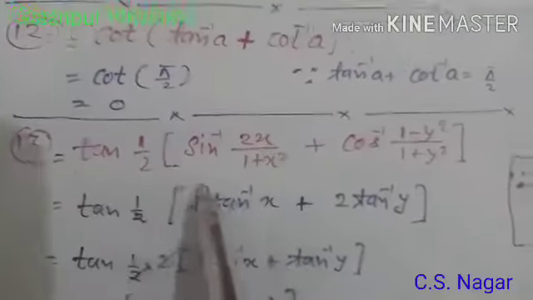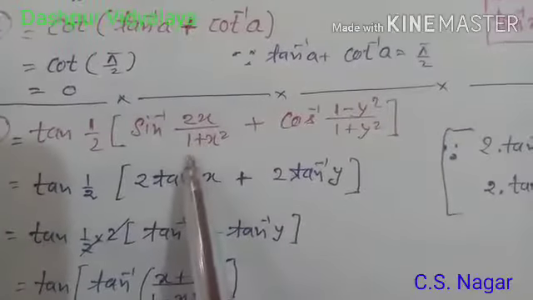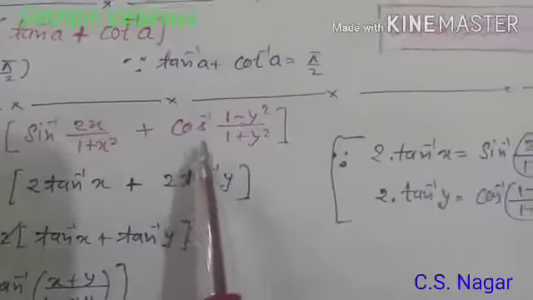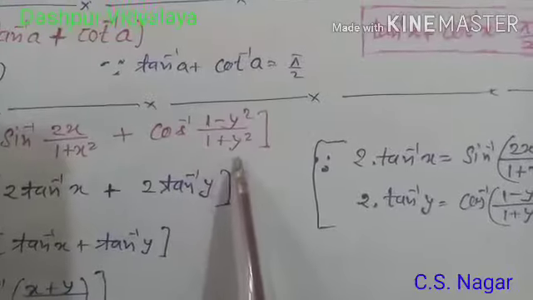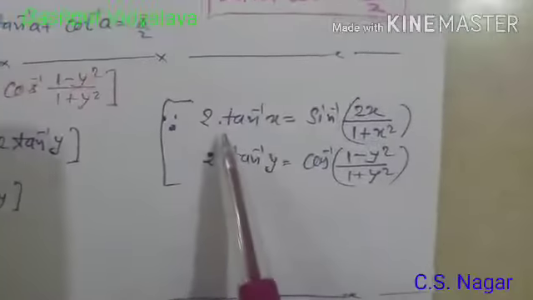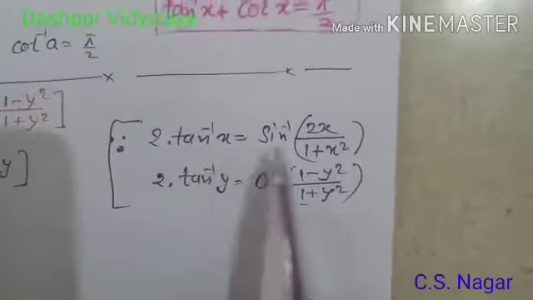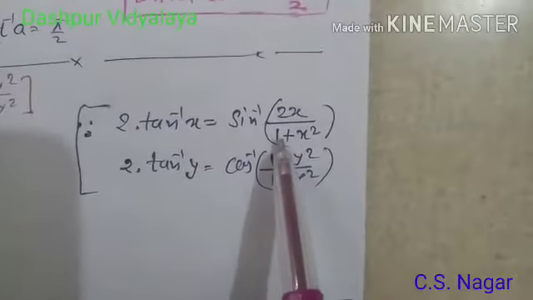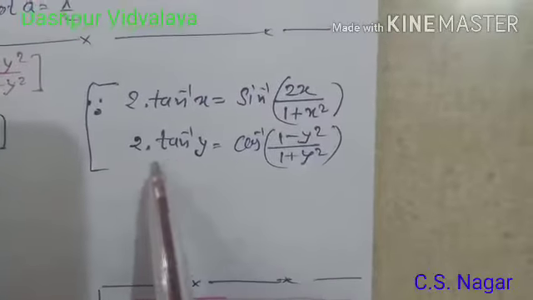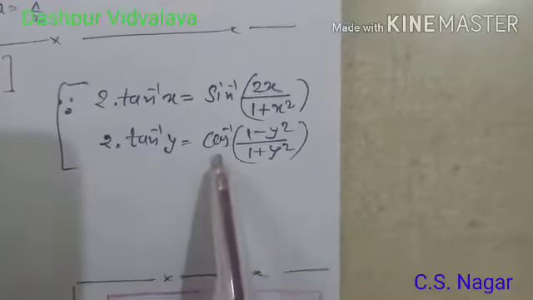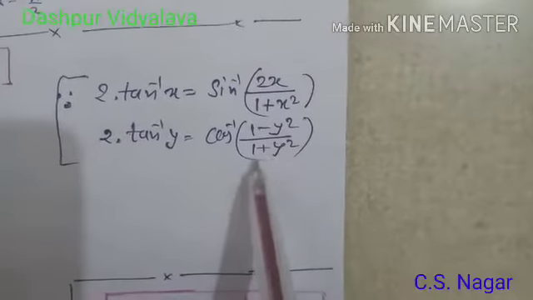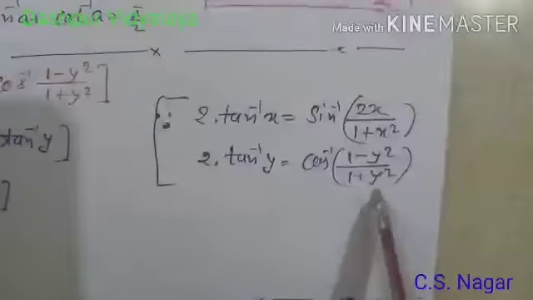Tan of 1 by 2, in the bracket, sin inverse 2x upon 1 plus x square plus cos inverse 1 minus y square upon 1 plus y square. Since we have the formula 2 times tan inverse x is sin inverse 2x upon 1 plus x square, and 2 times tan inverse y is cos inverse 1 minus y square upon 1 plus y square. So use this half angle formula.